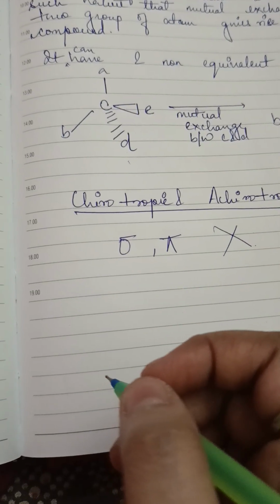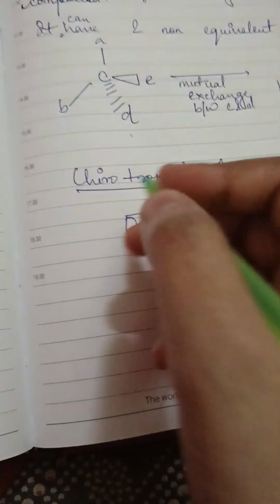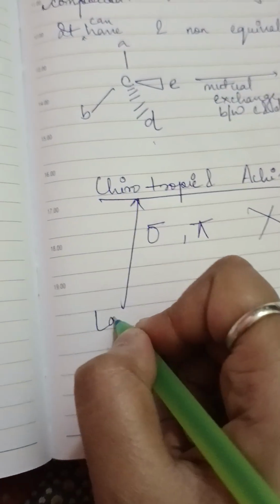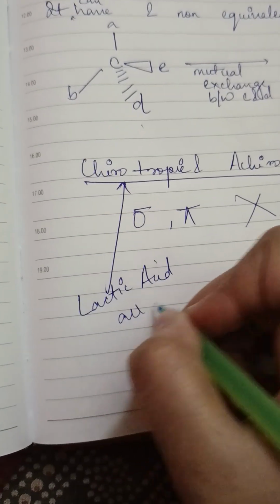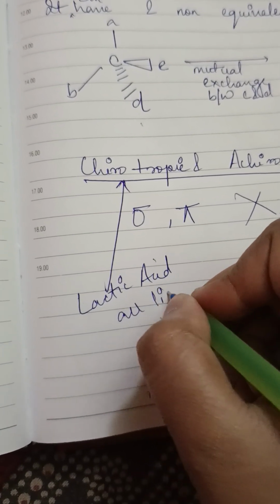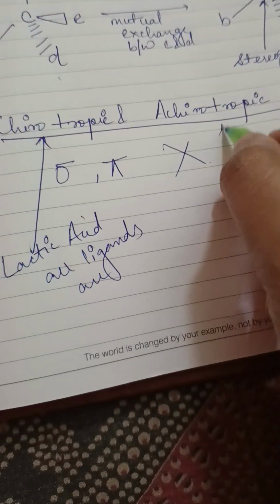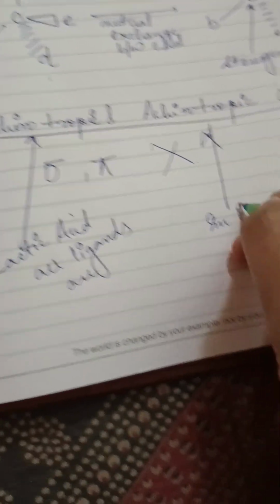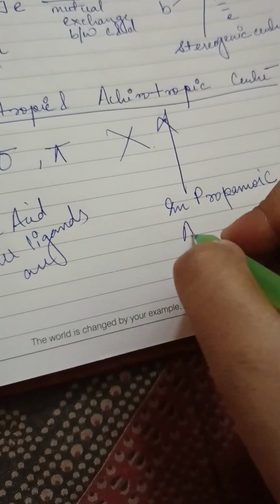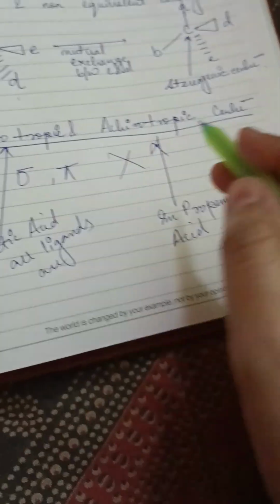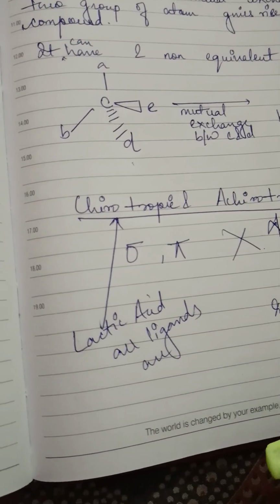In lactic acid all the ligands are chirotropic, whereas in propanoic acid all the ligands are achirotropic. So lactic acid: all ligands are chirotropic. In propanoic acid, all ligands are achirotropic. So this was your chirotropic and achirotropic. Now let's practice a question on chirotropic and achirotropic.